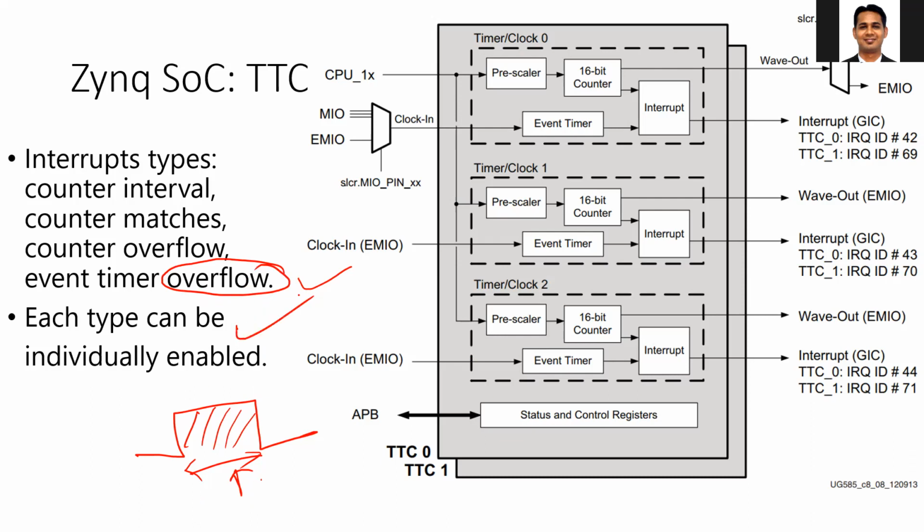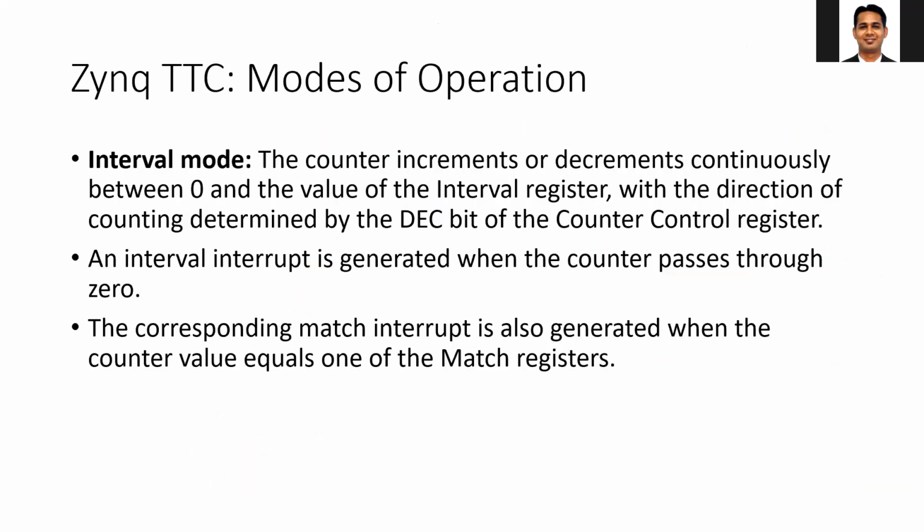Okay, and each type of interrupt can be individually enabled. So there are modes of operation of the timer. One is the interval mode. In this one, the counter increments or decrements continuously between 0 and the value of the interval register, that is the X value which you can set. Also, you can determine the direction of the counter by using the appropriate bit in the control register of the timer. Interval interrupt is generated when the counter passes through 0. And also, in addition to the interval interrupt, you can generate the matching interrupt whenever the counter value is equal to the corresponding value in the matching register.